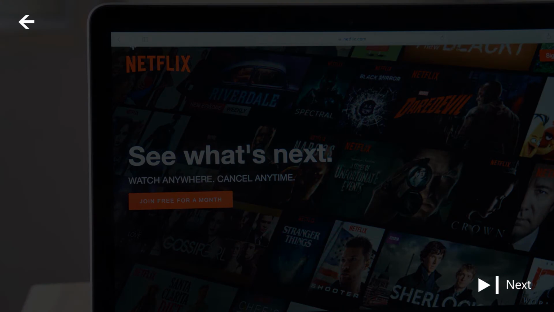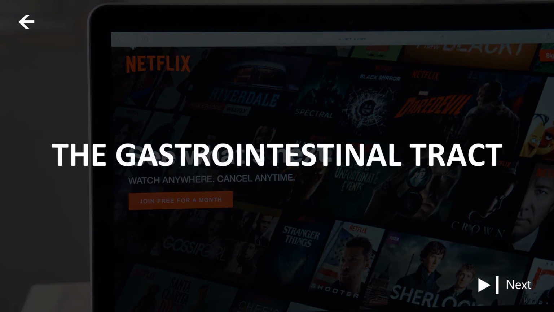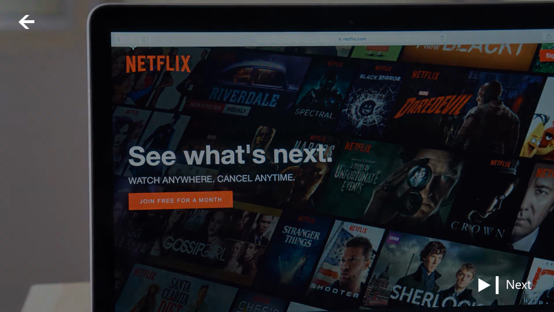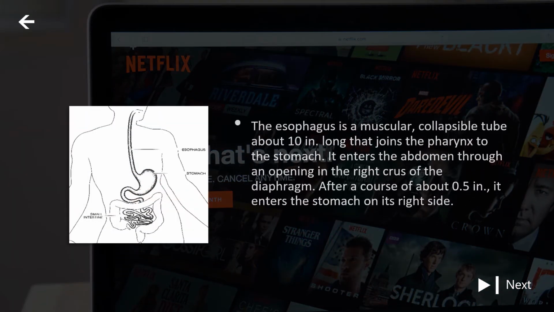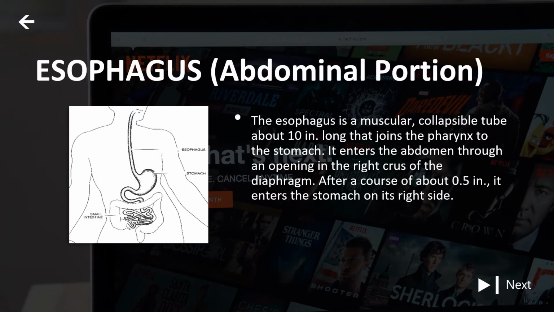Now let's talk about the gastrointestinal tract. The esophagus is a muscular collapsible tube about 10 inches long that joins the pharynx to the stomach. It enters the abdomen through an opening in the right crus of the diaphragm. After a course of about half an inch, it enters the stomach on its right side.